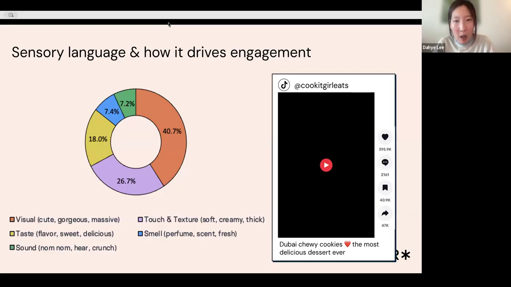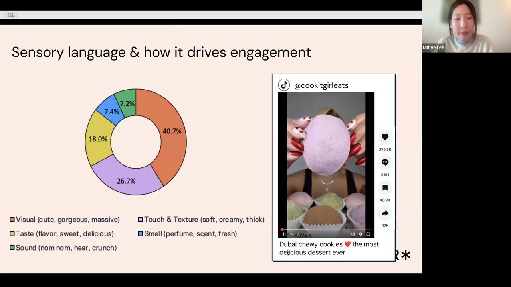So take this viral Dubai chewy cookie review, for example. Sal, can you just play a little bit about Dubai chewy cookies?